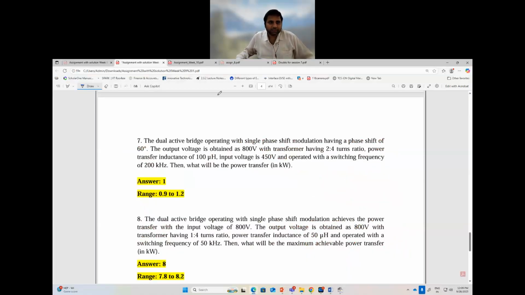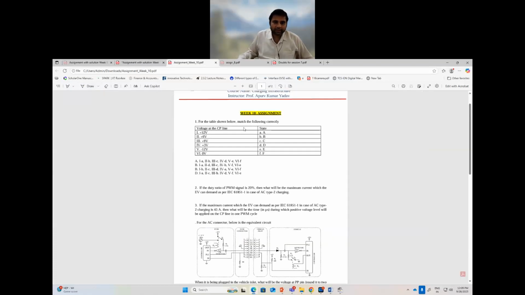Now let me see assignment number 10. Again, in assignment number 10, you will see a lot of theory part is there. So a lot of theoretical part will be there. Again, the first problem is directly, you have to see lecture number 49. From there you will understand what I am trying to say over here.